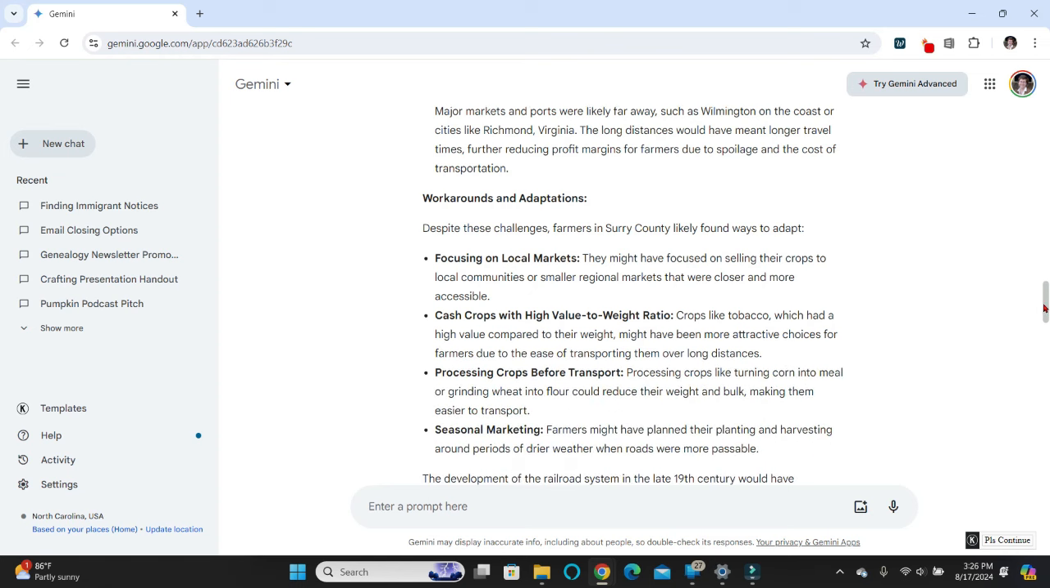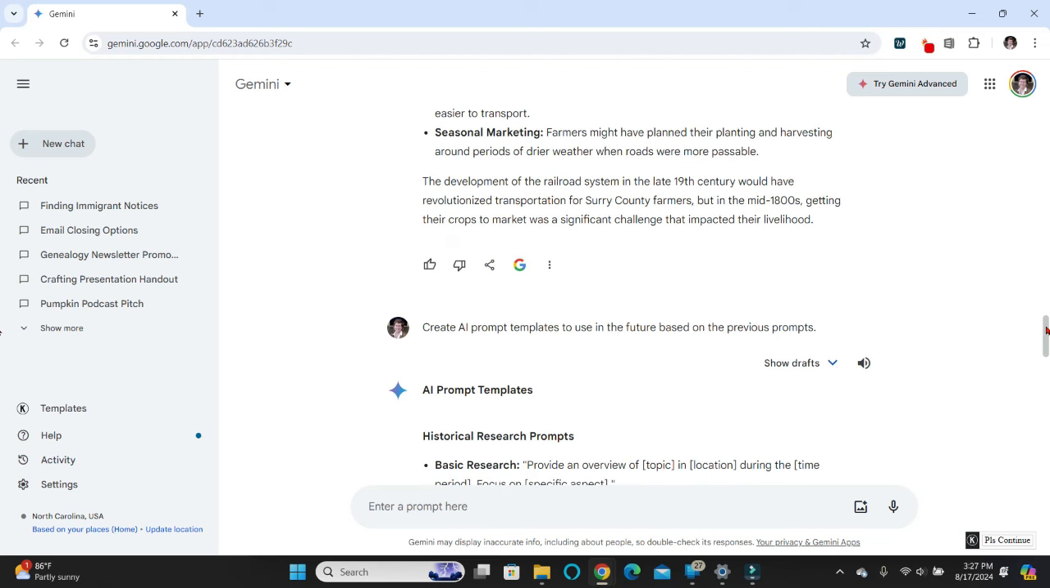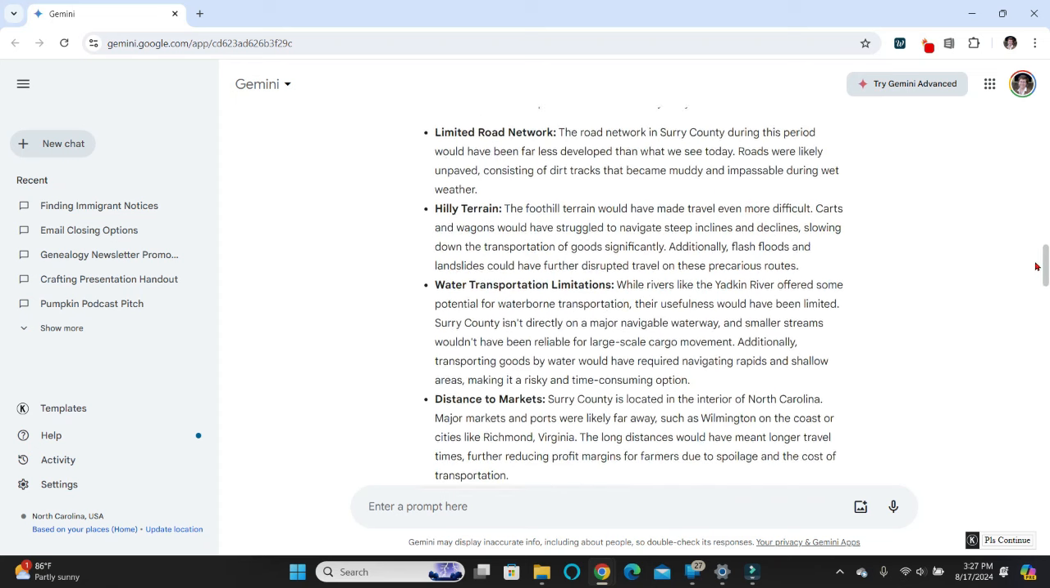So it would tell me a little bit more. Tell me how they focused on local market, types of cash crops that they would have had, but that railroad system in the late 19th century would have revolutionized it for them, would have really helped them out coming through. So did this give me the next greatest thing? No. But did it help me have an appreciation for my ancestors and the difficulties that they might have been having with their farming and how they would have lived? Yes. And particularly because of this transportation issue.